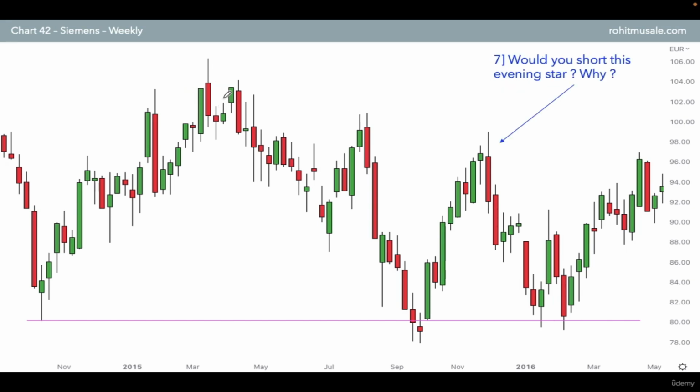Number 7. Would you short this evening star and why? Well, I would not short this evening star because it's still not confirming this resistance area. What if the price starts to go up from here, tests this level and then starts to fall? So that is the reason why I would not go short on that evening star. It has to confirm something.